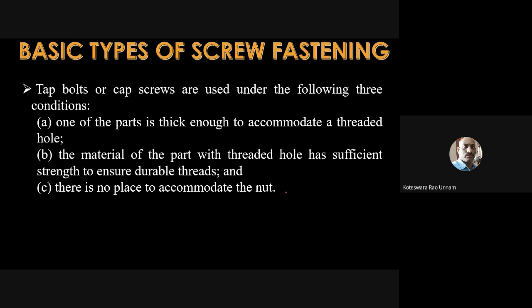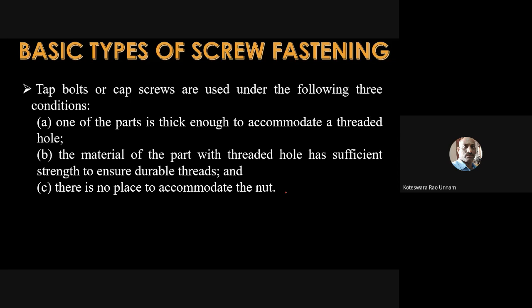If you look at the previous three conditions for the through bolts, there should be sufficient space to accommodate the bolt head as well as the nut, and sufficient space should also be available for a spanner in order to tighten the nut. That is the first condition we have seen in the case of the through bolt. Here it is opposite. If there is no place to accommodate the nut itself, then we go for the tap bolts.